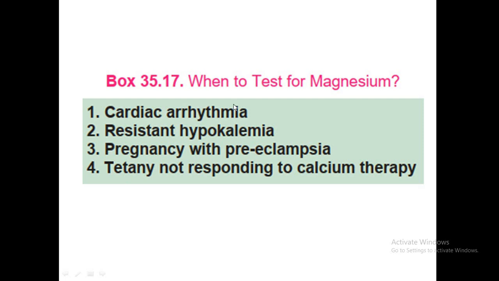When to test for magnesium? When there are cardiac arrhythmias, when there is resistant hypokalemia, and also tetany not responding to calcium therapy. That means the hypocalcemia is induced probably by the hypomagnesemia, and also in pregnancy with preeclampsia.